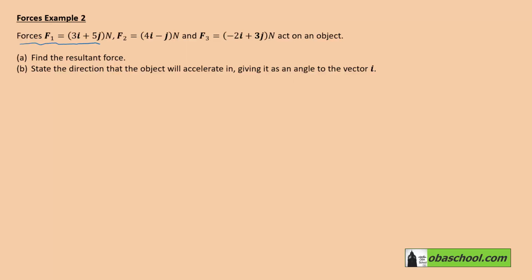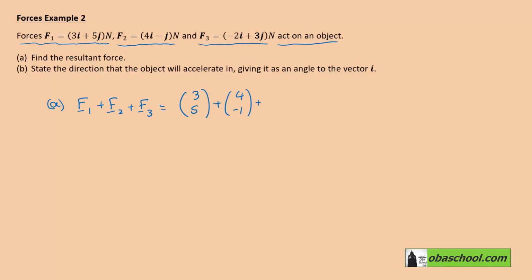Forces F1, which is 3i plus 5j newtons, F2, which is 4i minus j newtons, and F3, which is negative 2i plus 3j newtons, act on an object. So the first thing is, in part A, we want the resultant force, which we can get by doing F1 plus F2 plus F3. I'm just going to express them as column vectors rather than the i and j's. And so that would be (3, 5) plus (4, -1) plus (-2, 3).